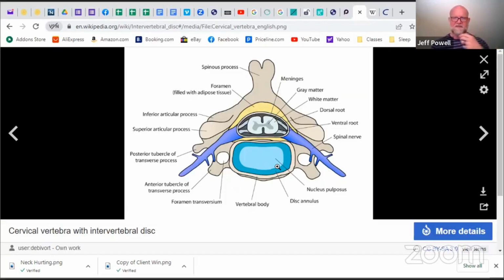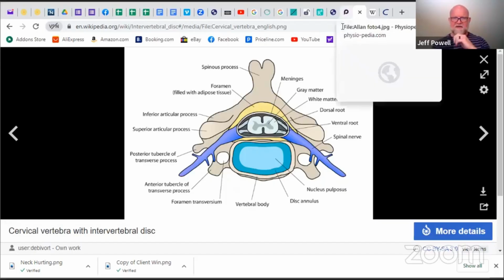So a lot of times these tissues are referred to as avascular, but guess what? If they go completely avascular, then they die. And sometimes that's what starts happening to people, and that's when they start to have problems.